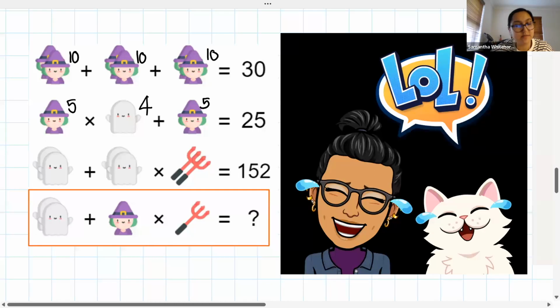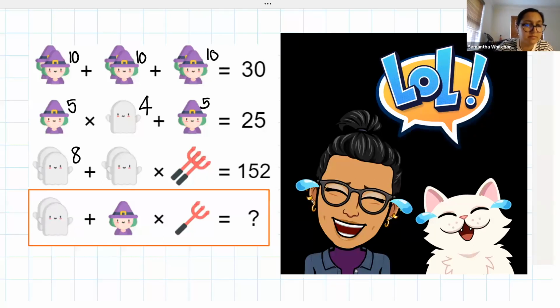And then I use my additive inverse again for the third part. So I said 152 minus 8 since there's 2 ghosts. And then I got another 8. And then I divided 152 by 8, which gave me 18. So 2 of the pitchforks is 18. And I got 8 plus 5 times 9. And that gave me 53. Nice. With BODMAS. Well done.